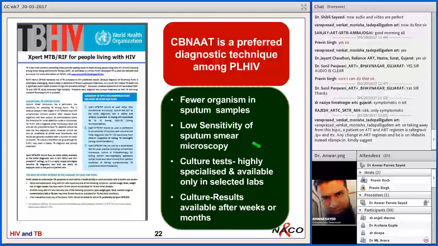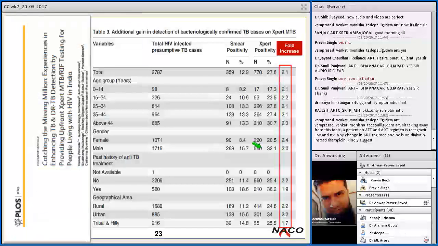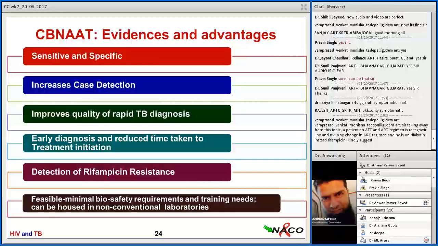As we said, these days we are using CBNAT more commonly than sputum smear microscopy, for the obvious reason that through CBNAT the sensitivity is very high. You will be able to diagnose almost more than double the cases you would diagnose with sputum smear positivity. You can see here it is more than a twofold increase in all the groups of populations and areas as compared to routine smear microscopy, and that is why we are using CBNAT these days.